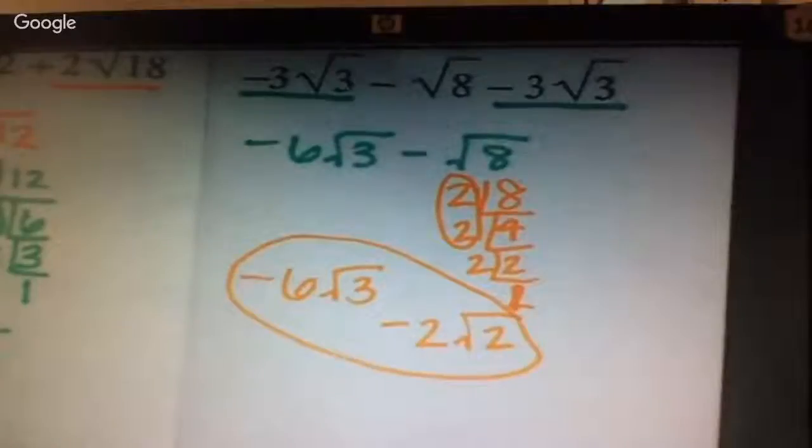So when you're finished adding or subtracting, everything needs to be in simplest terms, and everything that can combine together needs to go together.